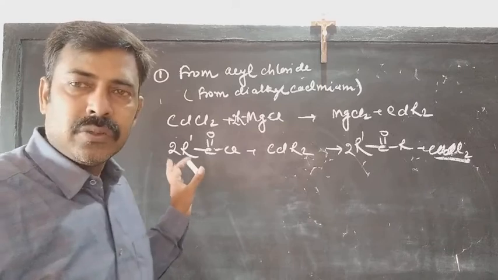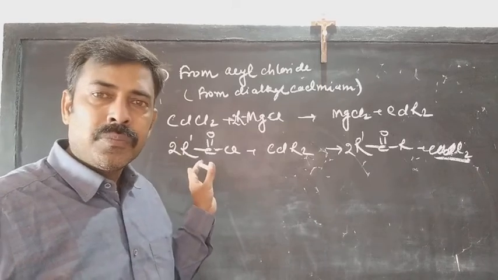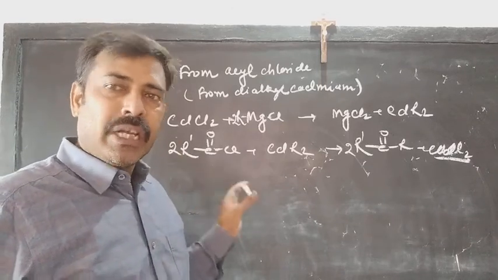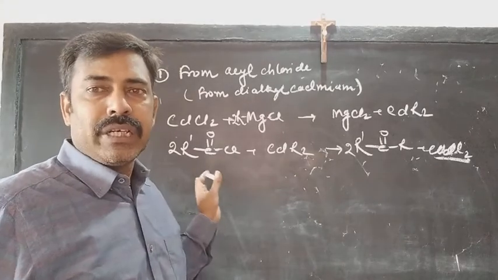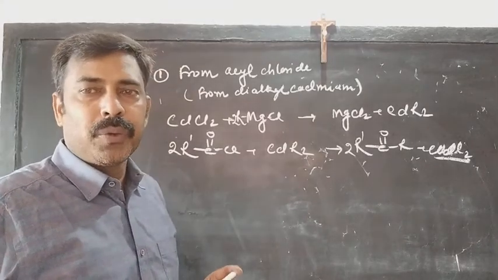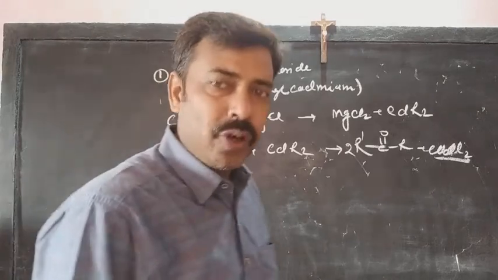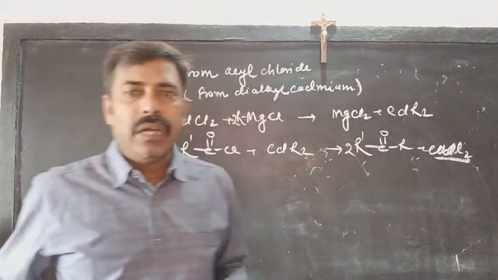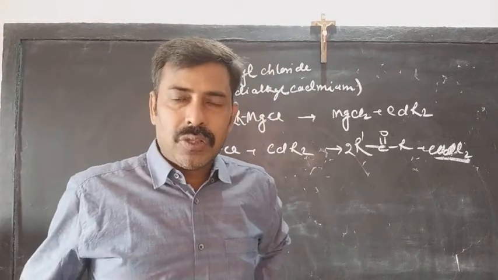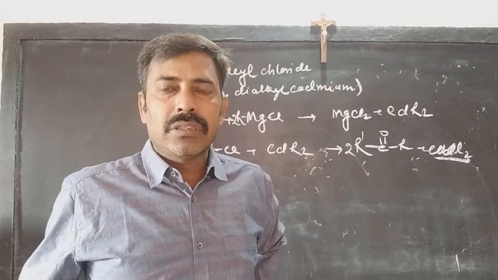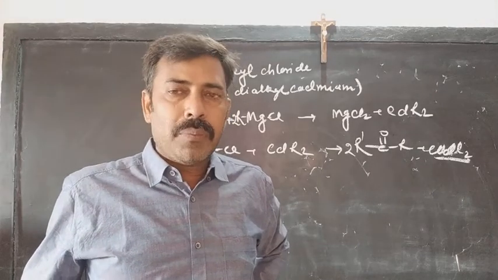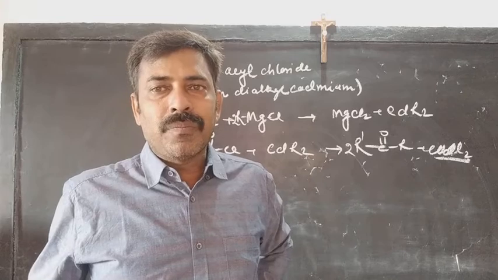In this reaction we have used the dialkyl cadmium. That dialkyl cadmium, when treated with the acyl halide, will give the ketone. The reaction cannot be used for the preparation of the aldehyde. The preparation of aldehyde is not possible by this reaction. So this reaction is only applicable for the preparation of the ketone.